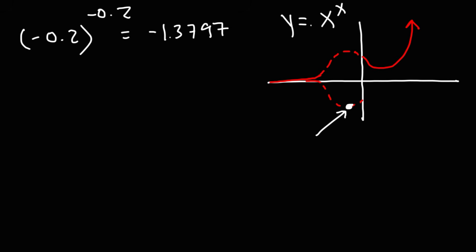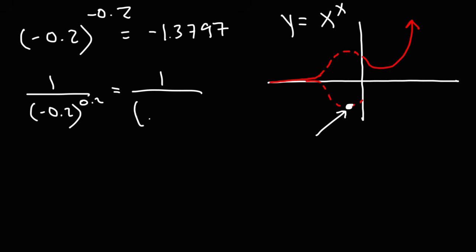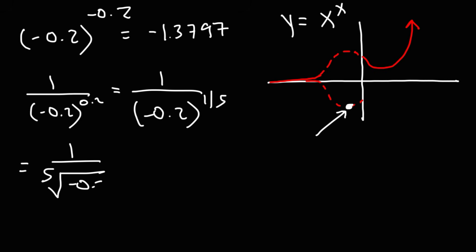So why do we get an actual number in this case? Well, first, let's move this number to the bottom to change the negative exponent into a positive one. This is equivalent to 1 over negative 0.2 raised to the positive 0.2. Now, 0.2 as a fraction is 1 over 5. And so we can write this as the 5th root of negative 0.2.